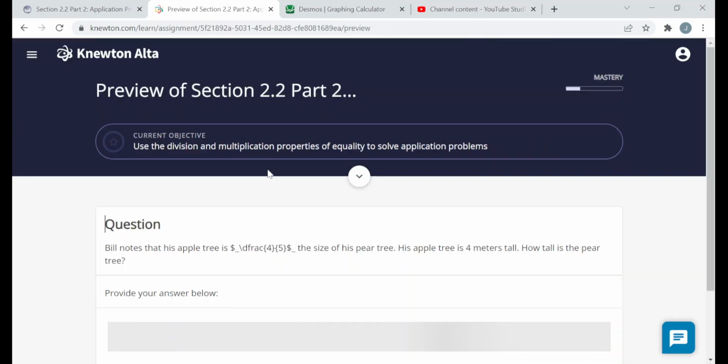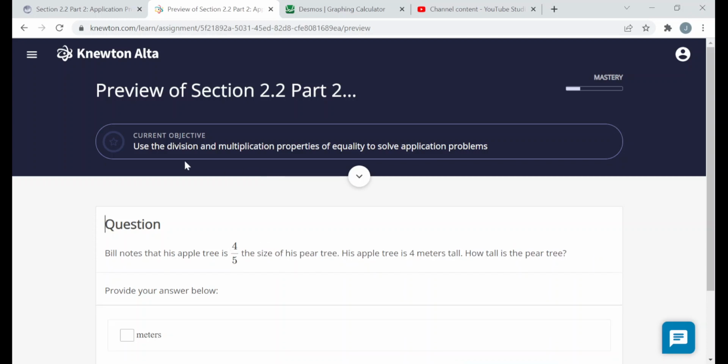Alright, now we're switching objectives. Use the division and multiplication properties of equality to solve application problems. Whenever you see the word application, usually means you've got some sort of word problem to solve. And you saw this in section 2.1 part 2 on application problems with addition and subtraction. I'm going to approach these word problems in the same way every single time.